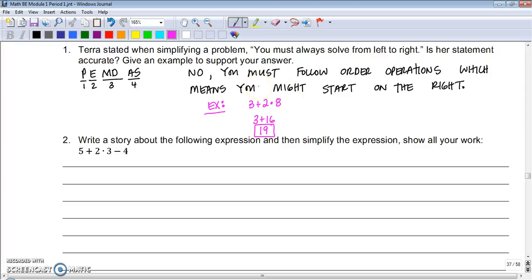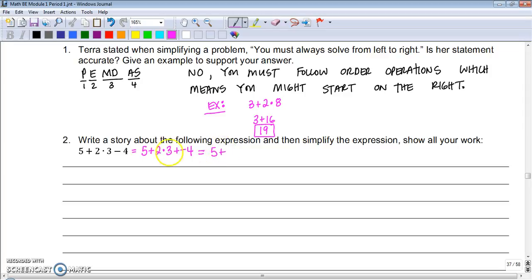Number 2 says, write a story about the following expression and then simplify the expression, show all your work. Same idea as number 1. Let's start with simplifying this and we can think about a story. First step, as these got harder, was to do your sign change because you're not sure if this will deal with negative numbers. So changing the 4 to minus 4 to add negative 4.